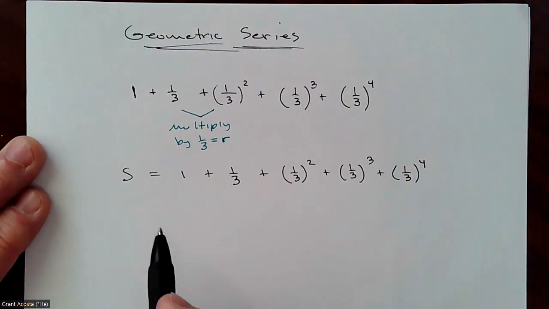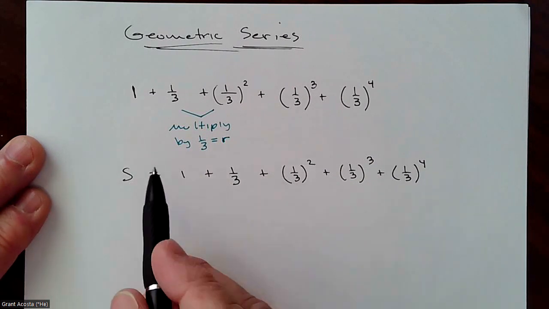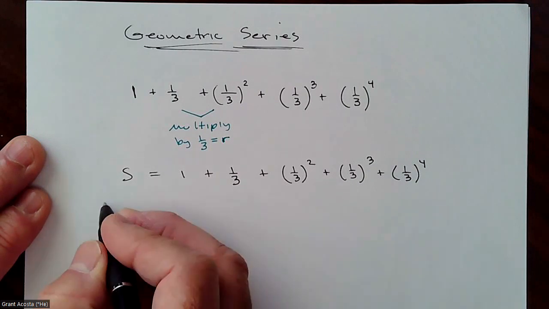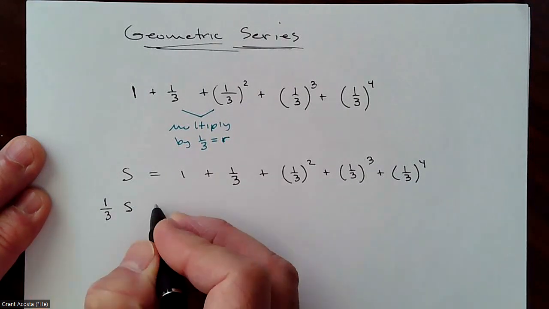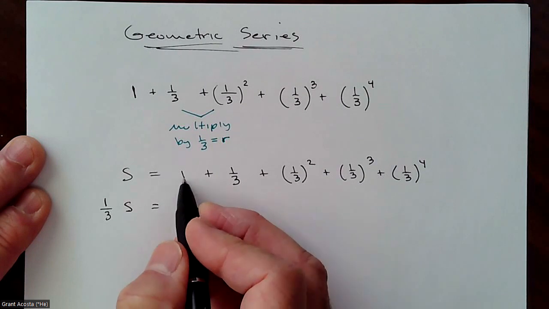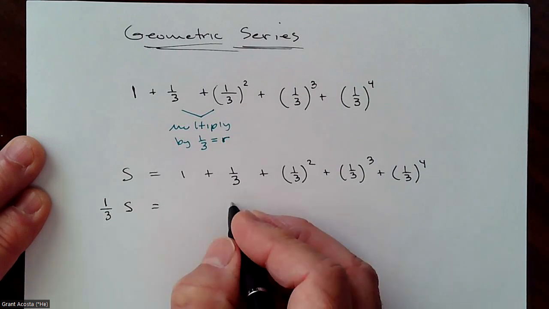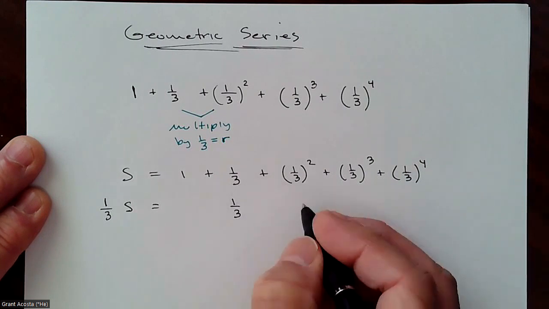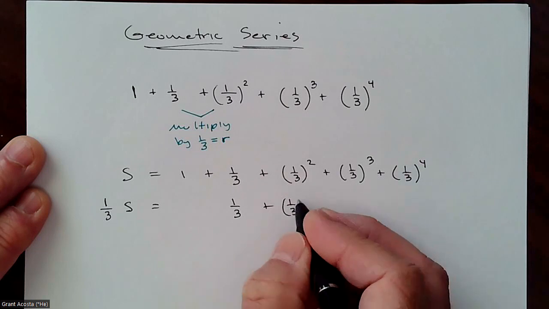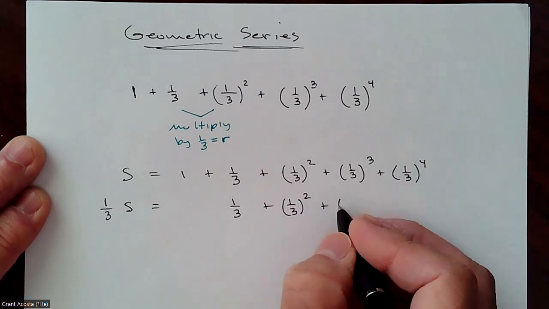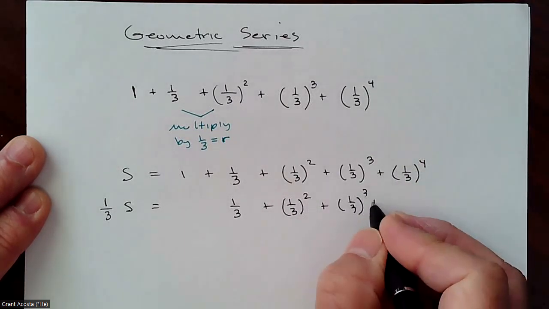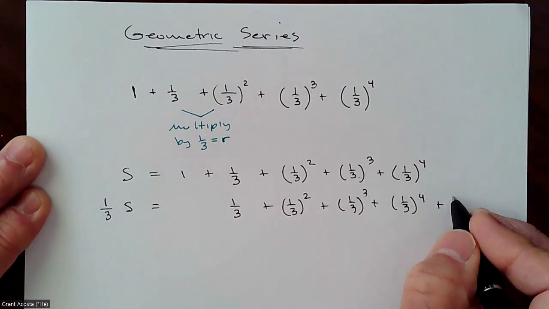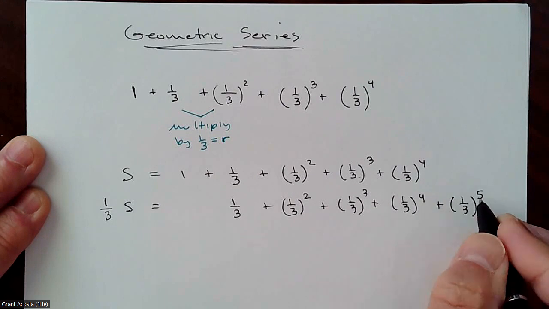And the trick is if I take this sum and multiply both sides by the R value. So if I multiply both sides by 1/3, the left side would be 1/3 of S. And if I multiply this by 1/3, 1/3 times 1 is going to be 1/3, and I'm going to put it right here. If I multiply this one by 1/3, it's 1/3 squared. That'll be right here. This one will become 1/3 cubed, 1/3 to the fourth. And if I multiply this one by 1/3, I end up with 1/3 to the fifth.